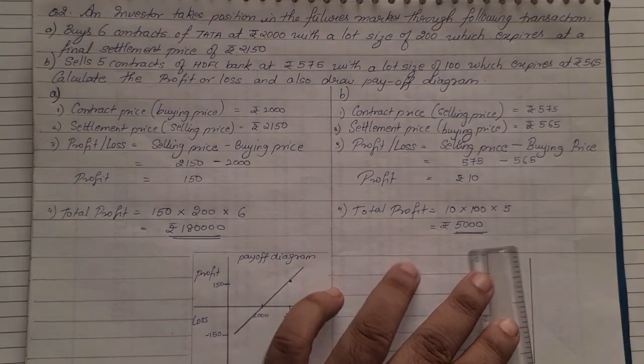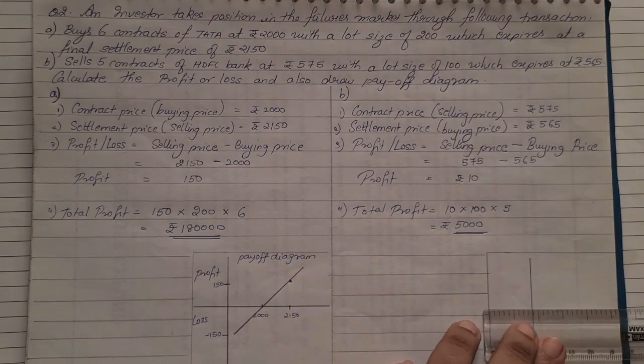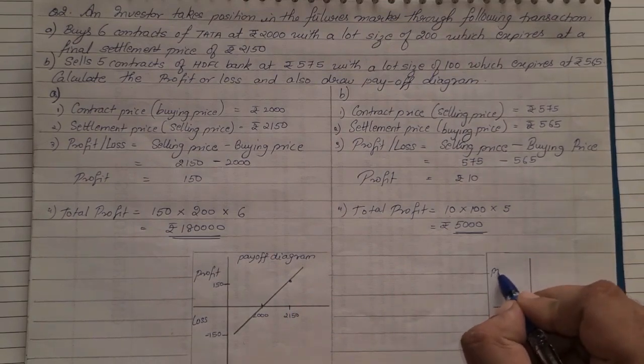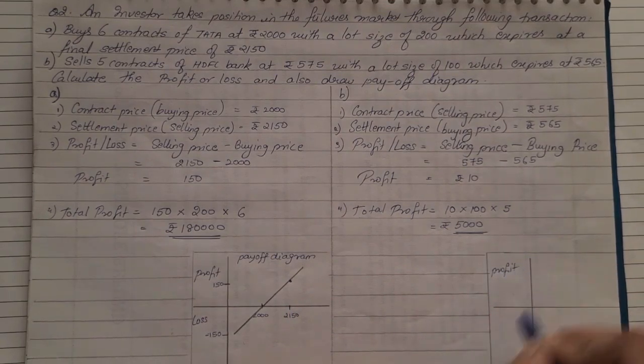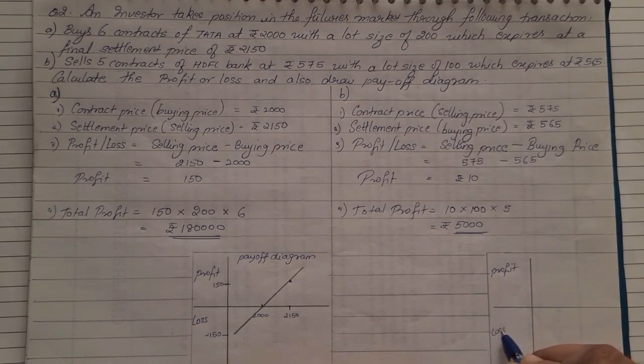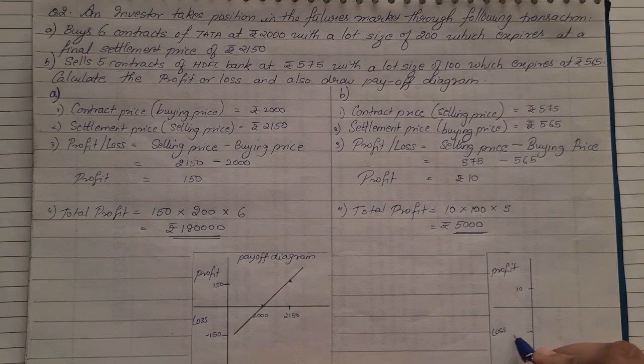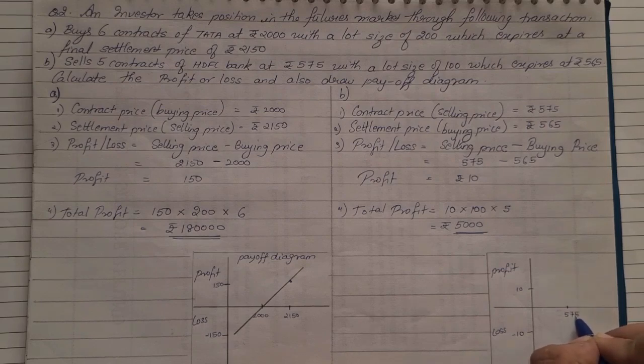Again, in the simplest way, we draw the x and y axis. The top part is called the profit. The bottom will represent loss. Okay, here the profit is 10. So I'll just note down 10 on top and negative 10 at the bottom. The contract price was 575. And my settlement was 565. So that is lower than that, so it will come on the left side, 565.